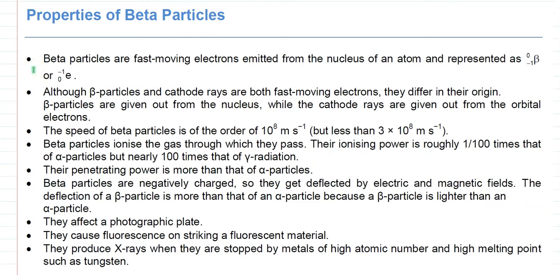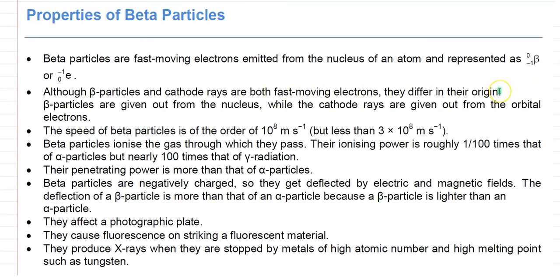Now the properties of the beta particle. The beta particle is basically an electron emitted from the nucleus. When a neutron is converted to a proton, it may emit an electron. That means the electron is created; the electron is not available within the nucleus, but it is created. Although the beta particle and the cathode ray are both fast moving electrons, the difference is their origin.